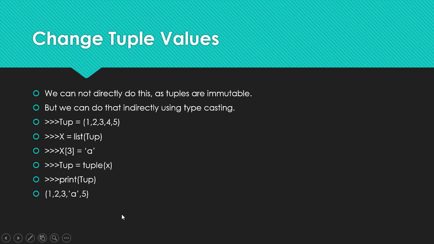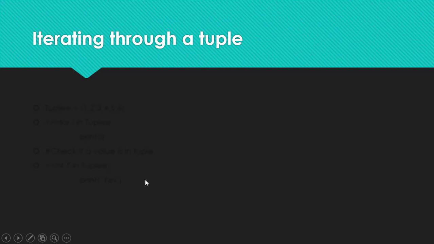We can't directly modify the tuples, but we can change a tuple to a list, and then we can modify the list and then change the list again to a tuple and print that tuple or use it wherever you want. So there is an indirect way of changing the tuple values using typecasting, but there is no direct method to change the tuple values as there is in strings. So take a tuple, typecast it to a list, make the modifications required, and then change the list back to a tuple and simply use the tuple.